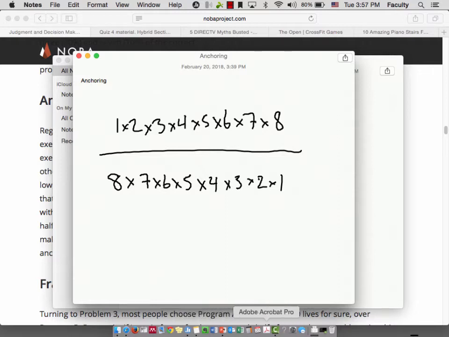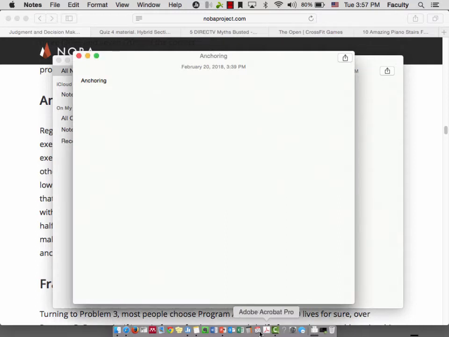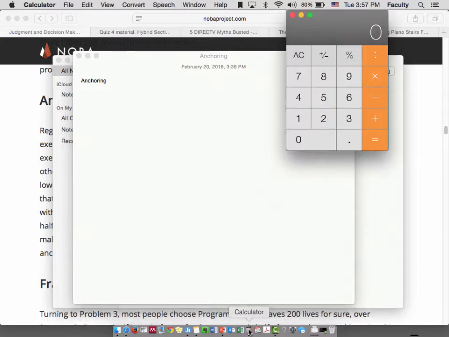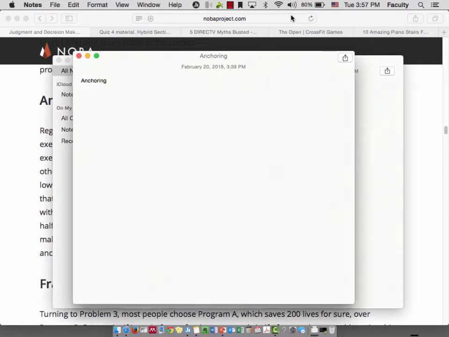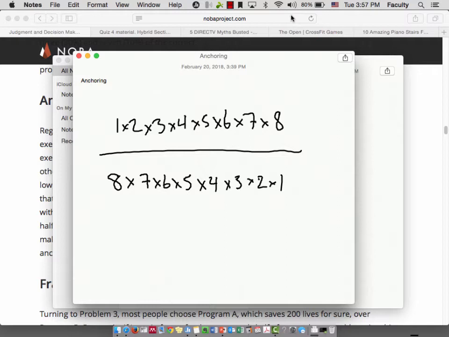Okay. Now, I almost always forget to calculate the correct answer. So let me do that real quick. 8 times 7... Okay, 40,320. When we ask people to estimate that, they, of course, get it wrong, but they get it wrong in very, very predictable ways.